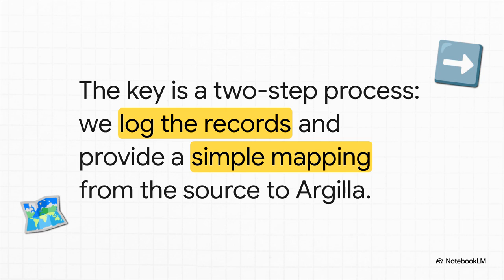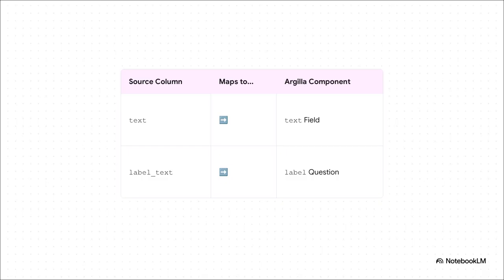Think of this mapping as a tiny instruction manual, or a little map, that tells Argilla exactly which column from our source data goes into which field or question we created. And this slide shows you just how simple that mapping really is. We are literally telling Argilla, hey, see the text column from our source file? That goes into our text field. And that label text column, that's going to populate our label question. It's just a direct, one-to-one connection.